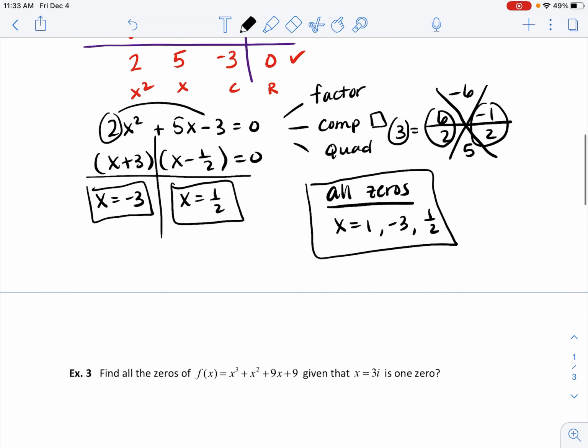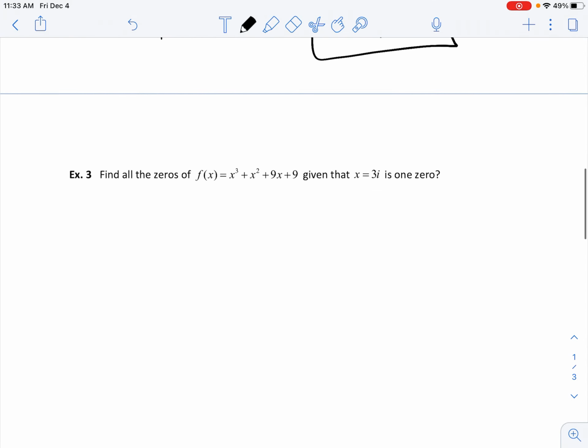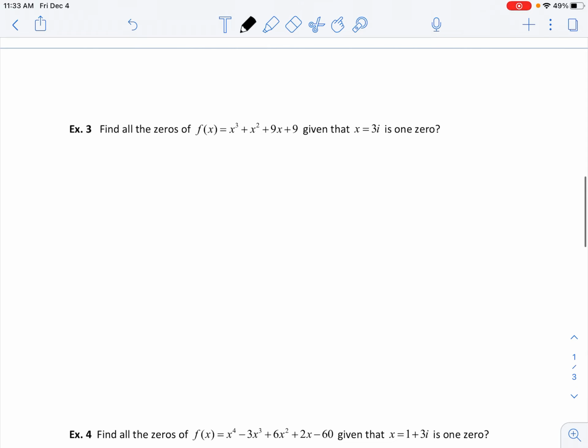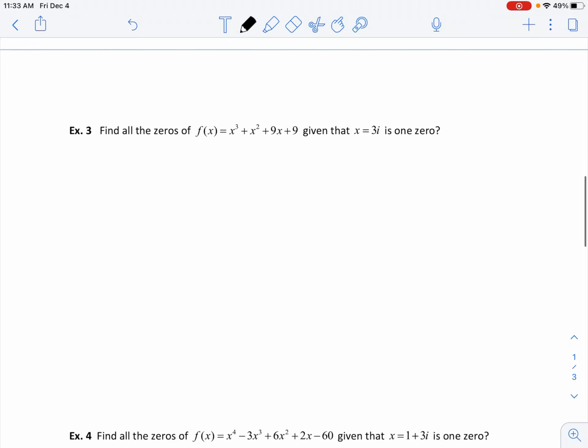Okay, now this gets a little bit trickier. This is kind of the difference between regular Algebra 2 trig and honors: you get to do stuff that's a little bit more fun, or harder, meaning fun. So this one says, same question: find all the zeros given that 3i is a 0. So they're telling you that one of the zeros is an imaginary number. Now, something you need to know in this, and put this up here in a star or in a bubble or something to remind yourself.